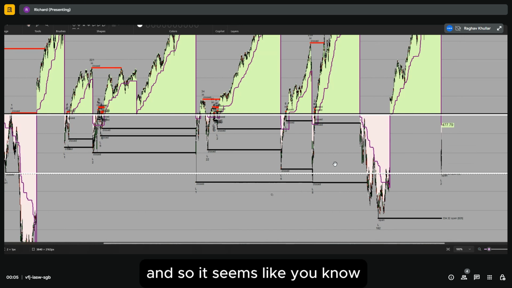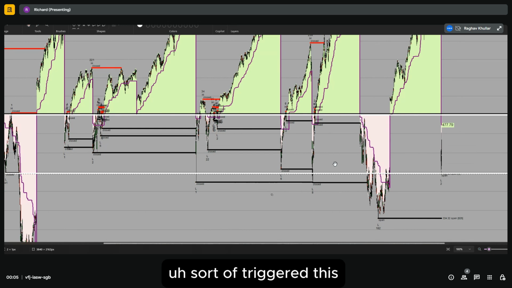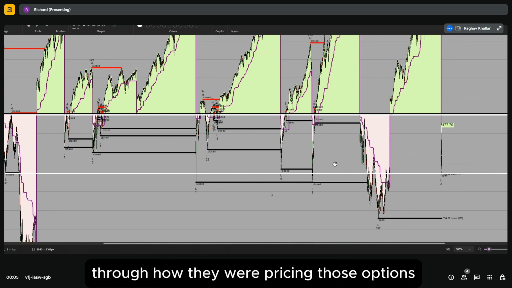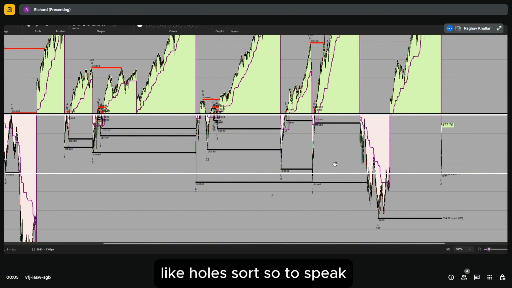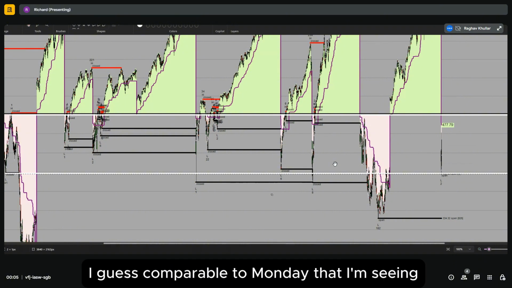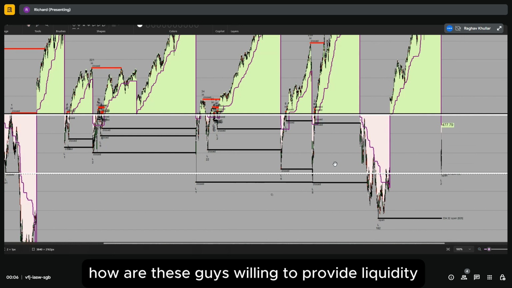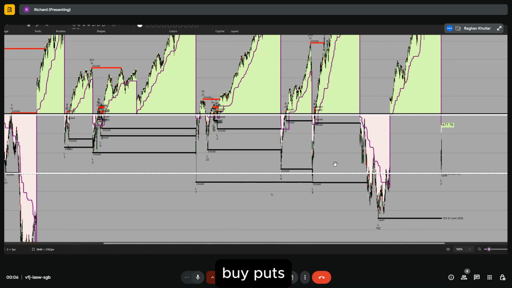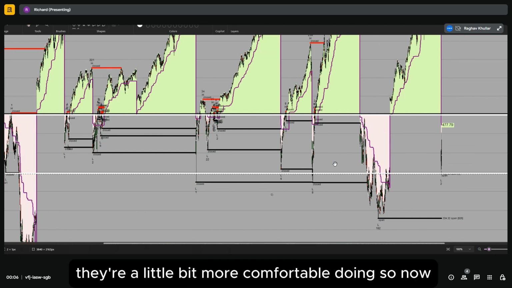And so it seems like what was once fake news and now real news that came out on Monday sort of triggered this, prevention of a collapse, right? That market makers and institutions were potentially implying through how they were pricing those options. So there haven't really been any major holes, so to speak, comparable to Monday that I'm seeing. That does potentially signal how willing these guys are to provide liquidity for me to buy puts betting on a circuit breaker, or are they not willing? It seems like they're a little bit more comfortable doing so now.